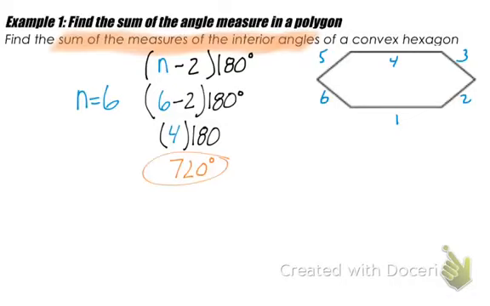So that means that all the angles on the inside, not the numbers on the outside, but the angles inside here, here, here, here, here, and here, all of those angles add up to 720 degrees.